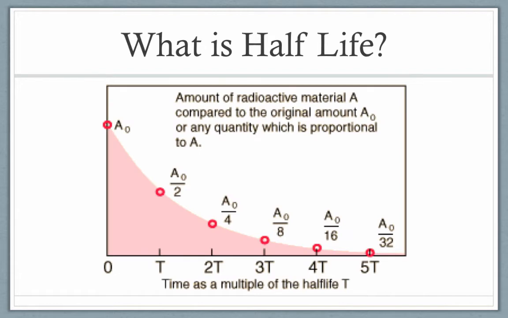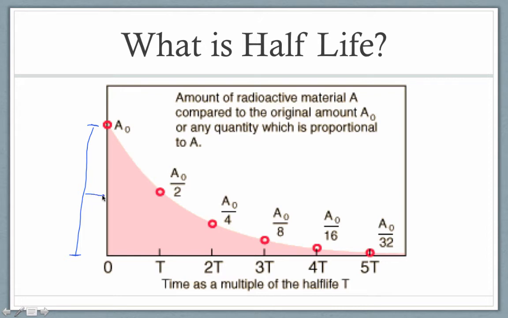To really drive this point home and wrap this up, what we have here is a graph depicting exactly the same thing. And we can see here this A naught is basically a measurement of the original amount of material that we have. And we can see at time 0 we have 100%. Oh, that's not a very straight line. But we have 100% of all of our radioactive isotope present.